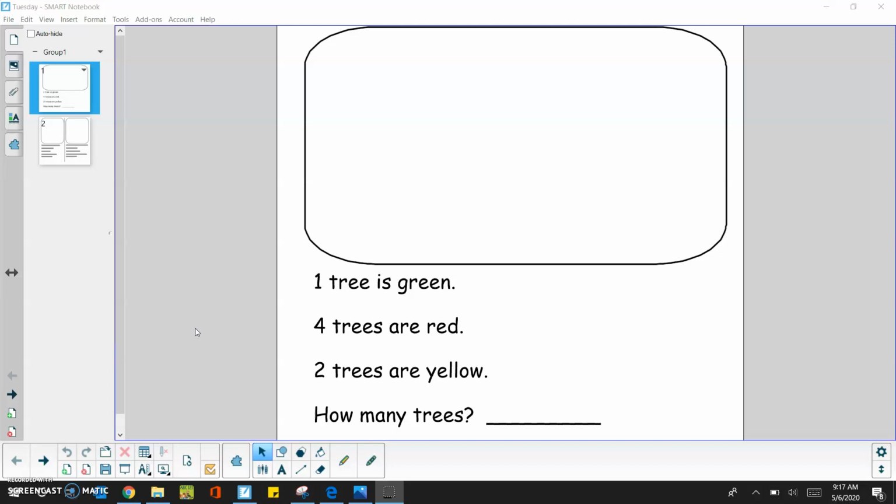Remember, we're going to do one problem together, and then you guys have two problems to complete on your own. So let's get started. Remember, the very first step that we do when completing a word problem is to read it. So let's read this problem together.